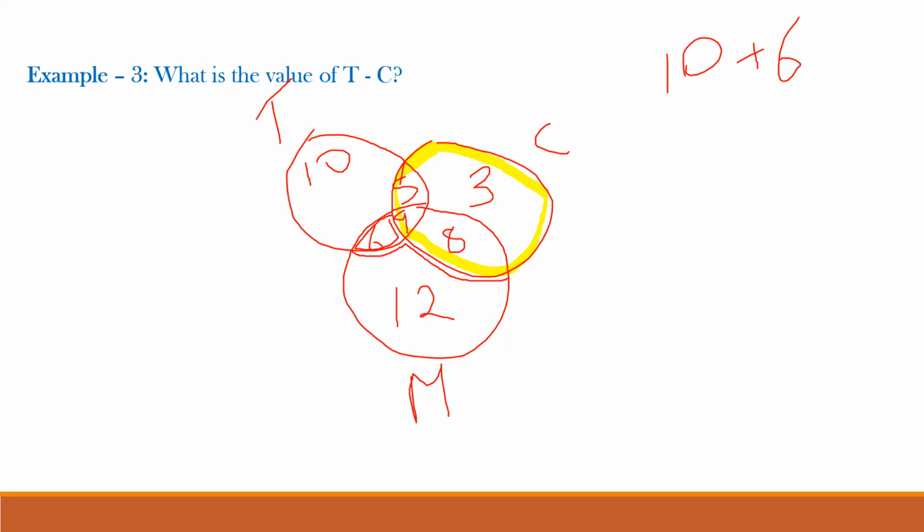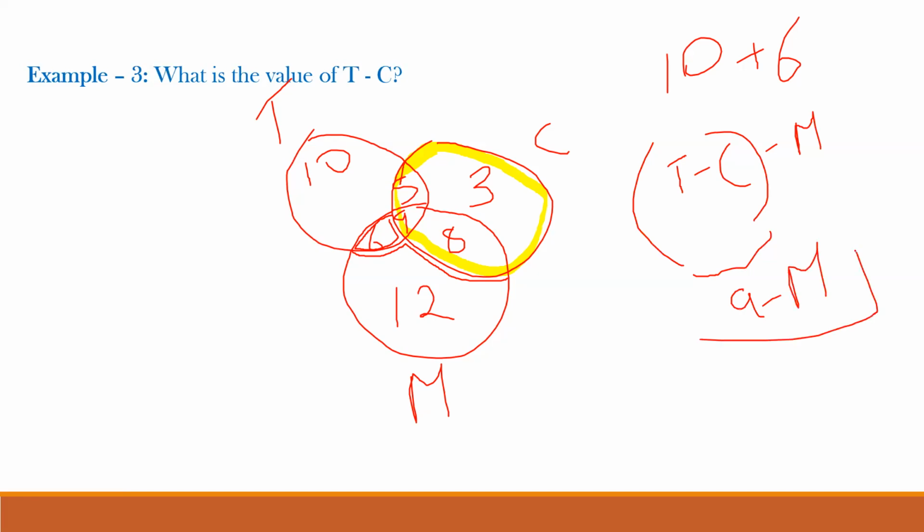Ma'am, for the difference, whenever they ask for difference, is it always only for 2 different sets, or is it possible for 3 different sets also they can ask? I don't think they can ask for 3 different sets. Even if they ask, let's say they have asked T minus C minus M. In that case, you will anyway take the first two always. T minus C. This you will land up in some answer, let's call it A. Then it is A minus M.